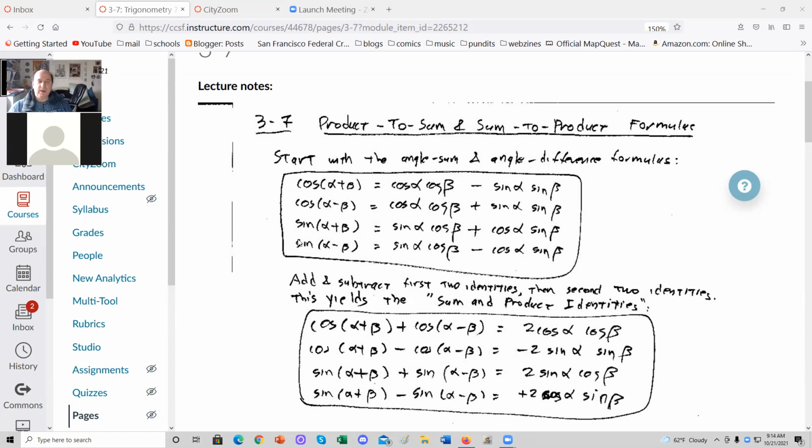If we add up these, sine of alpha plus beta plus sine alpha minus beta, these terms add, these terms cancel, you get twice sine alpha cos beta. And if you subtract them, sine of alpha plus beta minus sine of alpha minus beta, then these cancel and these add up to 2 cos alpha sine beta, excuse me. All right.